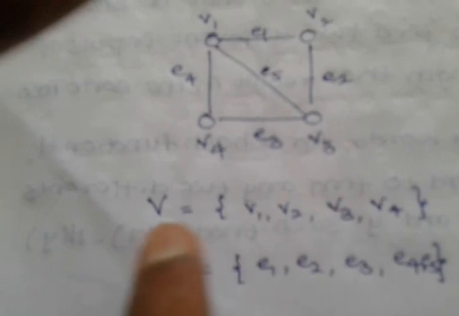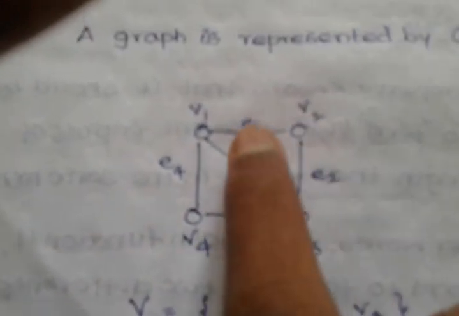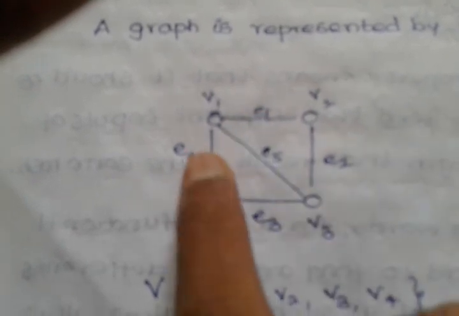Now I am representing this entire graph in the notation form. Capital V is equal to, how many circles? 4 circles. What are the names of the 4 circles? V1, V2, V3 and V4. So capital V is the set V1, V2, V3, V4, the set of vertices. What are the edges? E1, E2, E3, E4 and E5. How many edges are there? 5 edges. I am representing it as a set: capital E is equal to E1, E2, E3, E4, E5.